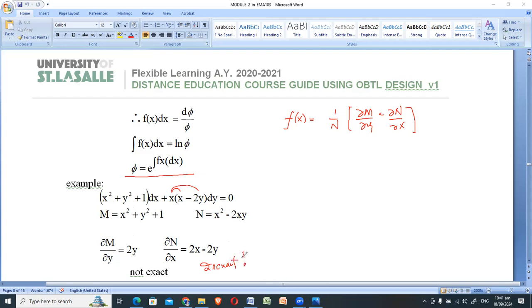So since it is inexact, we can make it exact using the formula that's provided here. So we will make use of these two partial derivatives and the n, this n here, so that we'll find the function of x. Before scrolling down, I'd like to erase this one because it will be reflected when we scroll down.